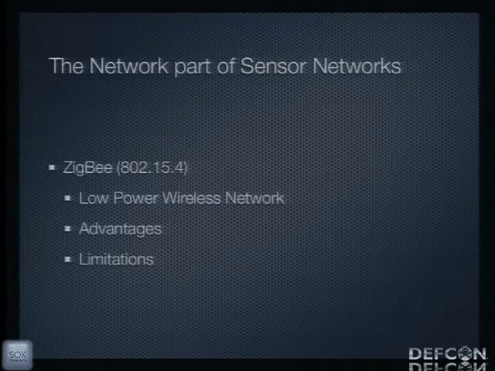It's a low power wireless network, and the advantages are that it's really simple to do. I mean, you turn it on and it essentially works. They talk with one another. Limitations are the number of sensors you can have on the network is relatively low. Zigbee isn't routable. It's not IP.